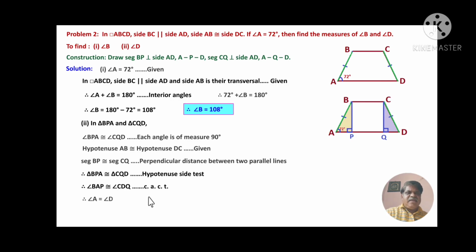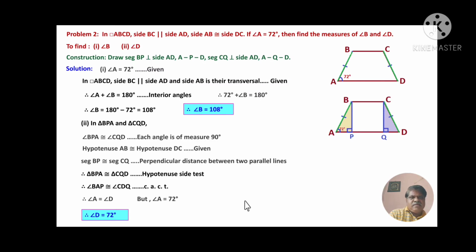But this BAP can be written as angle A, which is congruent with angle D. But we know that angle A is given, that is 72. Therefore, we will get that angle D is also equal to 72 degrees. So friends, this is easy. In order to show this, we have to do the construction and show these two triangles congruent. From that, we will get this angle to be 72 degrees.